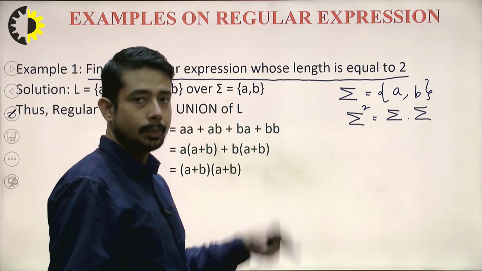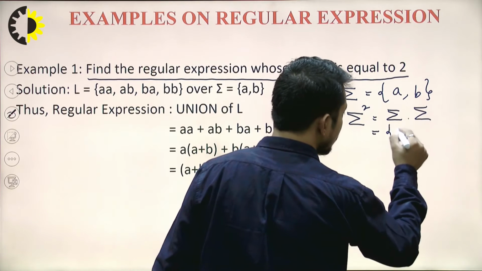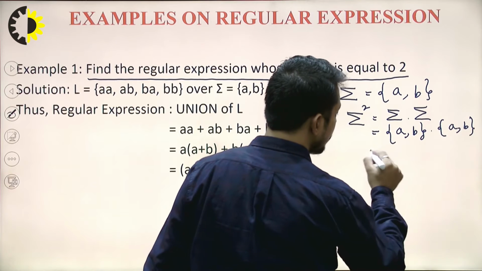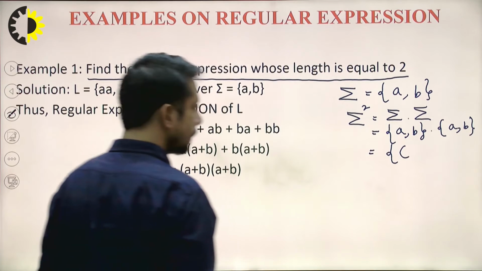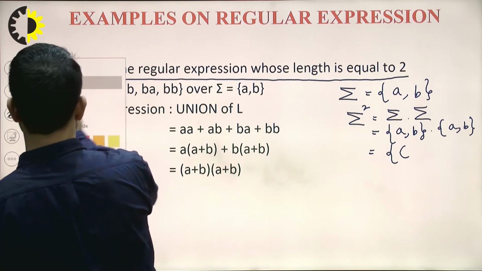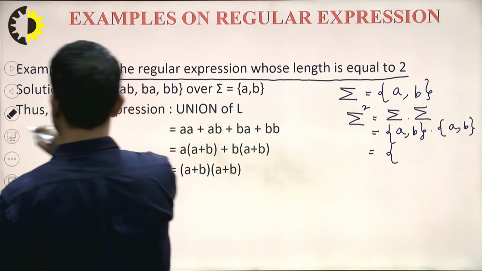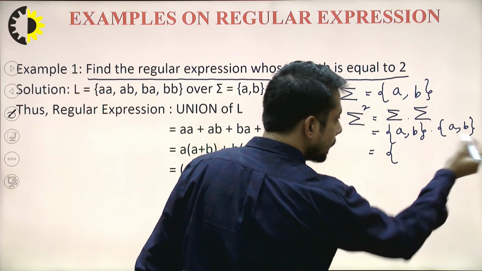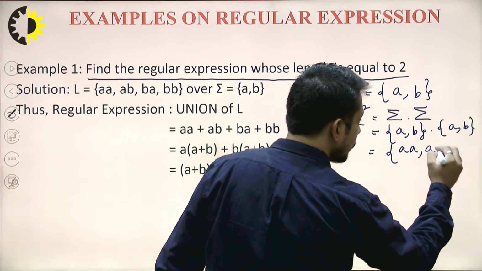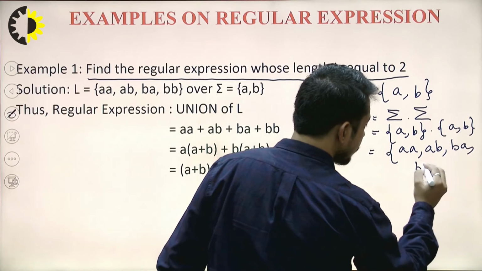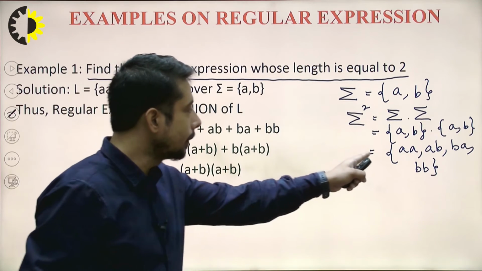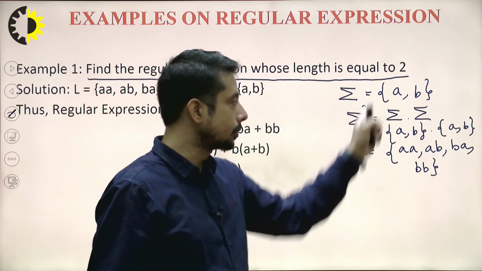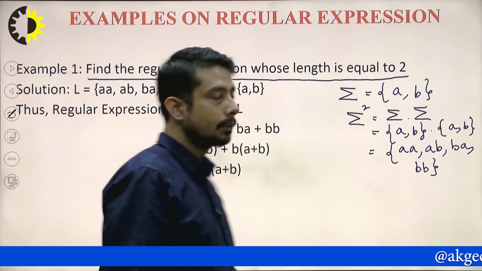Correct, this is where the concatenation operator comes in. Now this means what? And if we try to merge both of them in an ordered pair, then it will be what? AA, AB, BA, BB. This is what concatenation is all about. Therefore, the language of the given condition, that is length equal to 2, will be what? AA, AB, BA, BB, which has been mentioned over here.